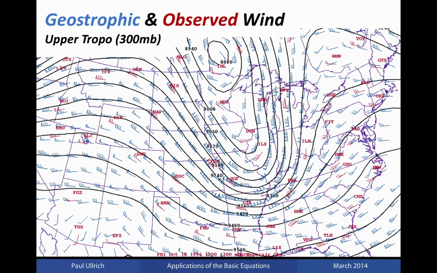So that curvature that I'm discussing, again, shows up in this upper tropospheric diagram at 300 millibars. We see curvature associated with those lines of constant geopotential here as they curve around a local low-pressure system located in the top middle of the diagram.